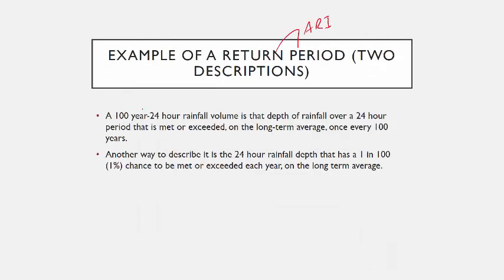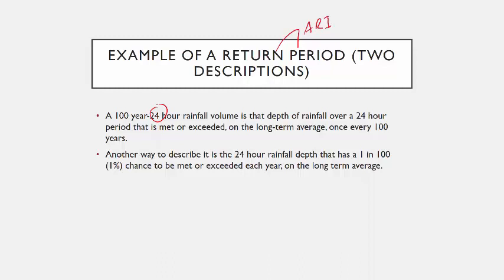The average recurrence interval, or return period, that's another word for it, is, for example, here we have a 100-year 24-hour rainfall volume. So you look at the depth of that rainfall event, of that design storm. This is a storm event that has a duration of 24 hours and occurs every 100 years, or has a probability of occurring in one specific year of 1%.